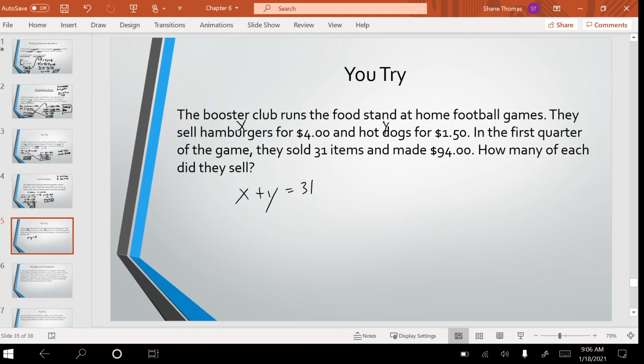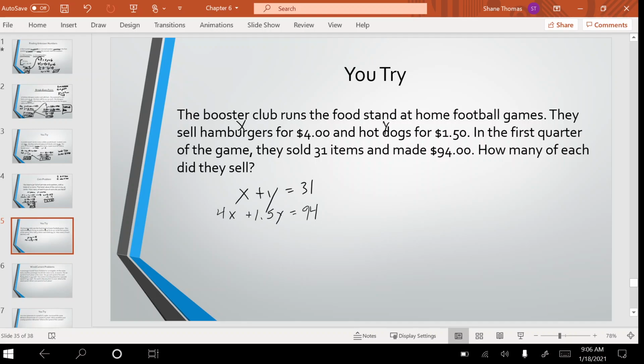Next one, we have to account for the money. So what's that equation going to be? 4x plus 1.50y equals 94. Good. So $4 times the number of burgers, $1.50 times the number of hot dogs is equal to 94.